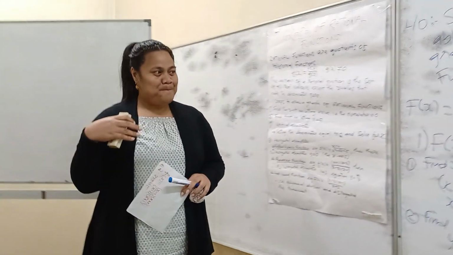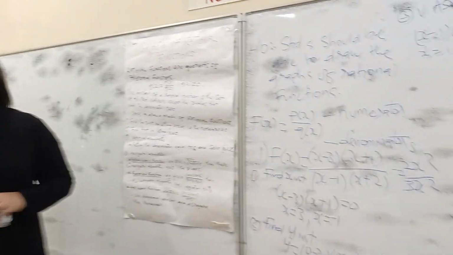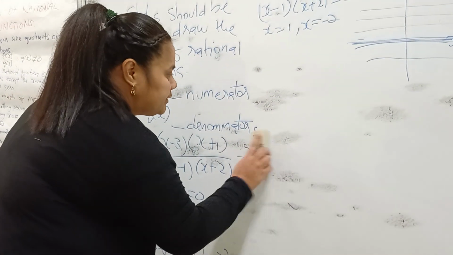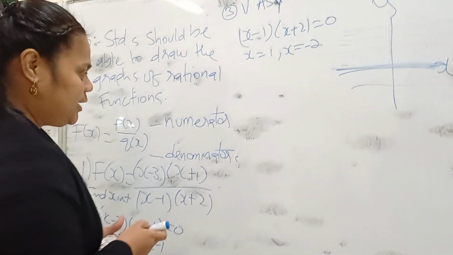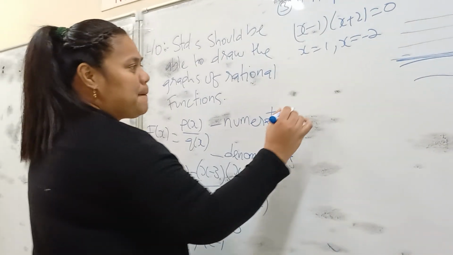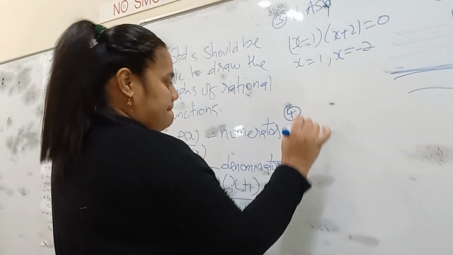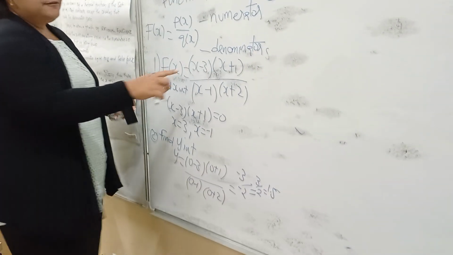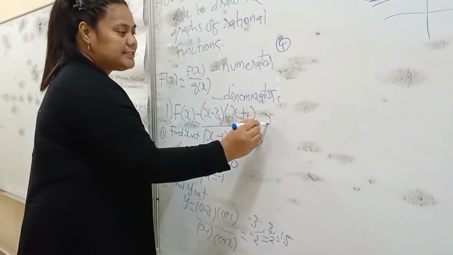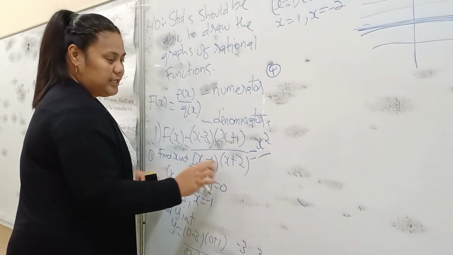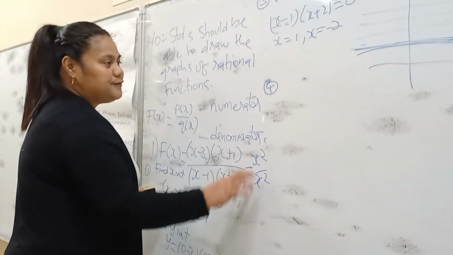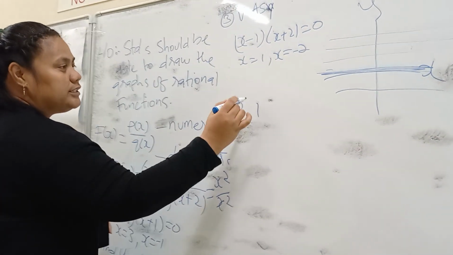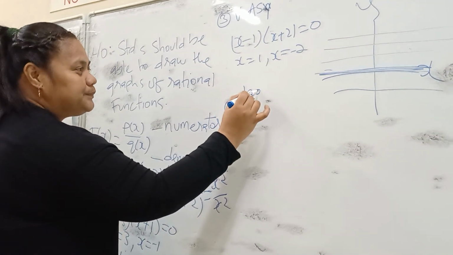That means you must take the coefficients of the variables. Okay. So we know now the horizontal asymptotes. What is our horizontal asymptote here? For this one, the first one, you must take x squared over x squared. What is the coefficient? 1. 1, okay? So the horizontal asymptote is 1.